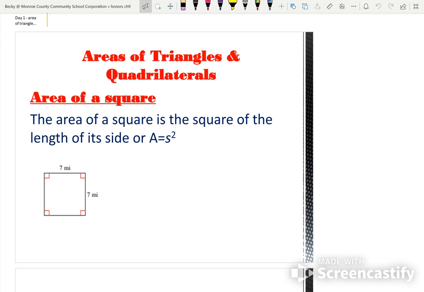Okay, so for this first one, we're just going to do 7 squared, which is 49. And it is miles squared. In Canvas, you just have to put 49.